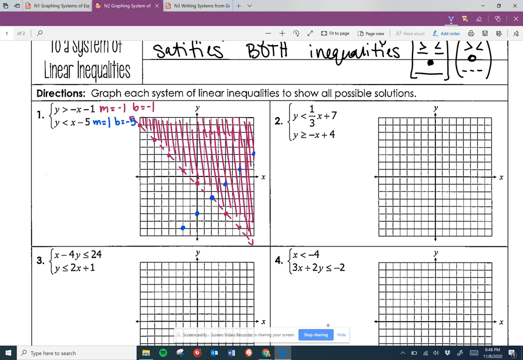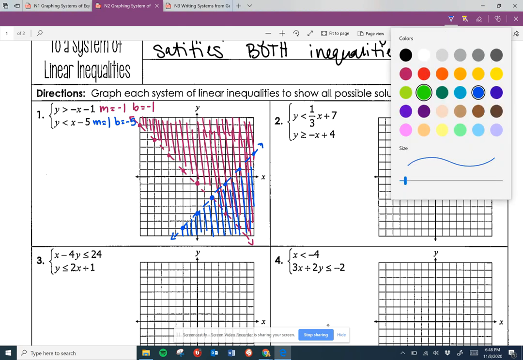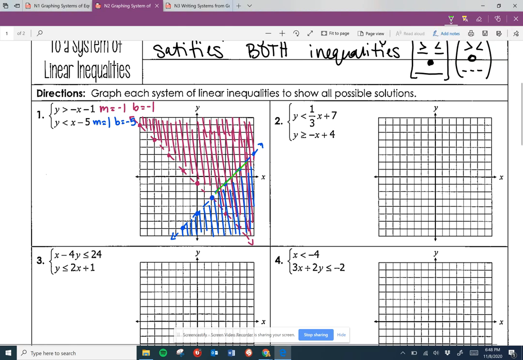So this area right here, I'm going to highlight it in green for you to see. This area that is pink and blue, now I'm just making it green on top of it, that is the solution, okay? This is the solution area right here. Okay, so any points that are in that area, they are going to be part of the solution.